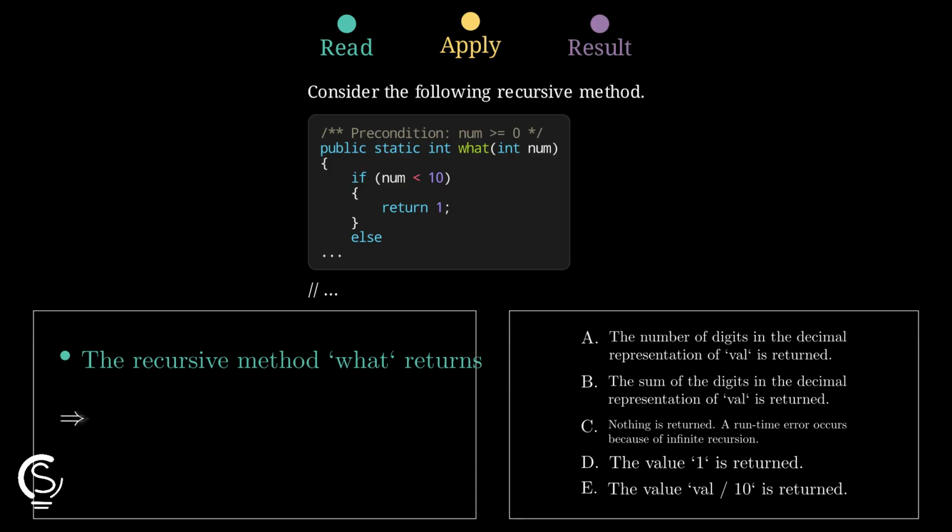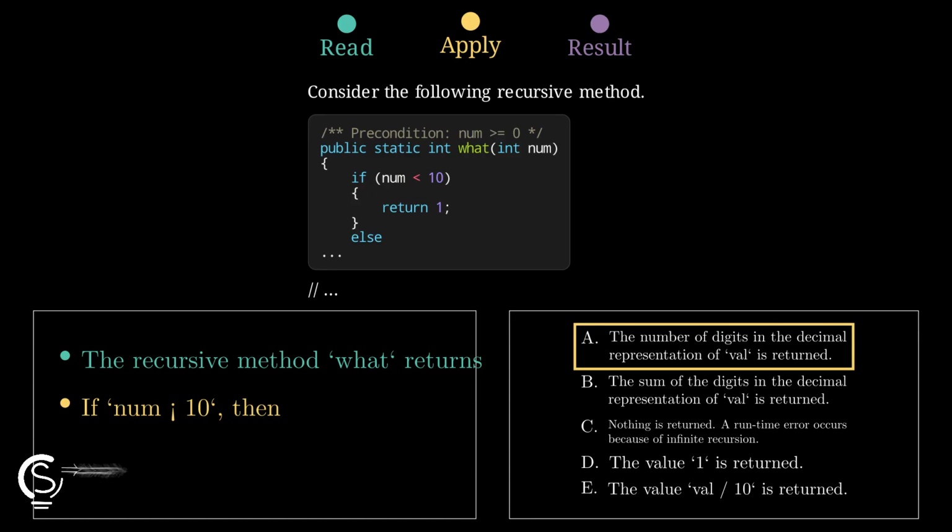Each recursive call processes 1 digit. This continues until the base case is reached, providing the total digit count of the original number.